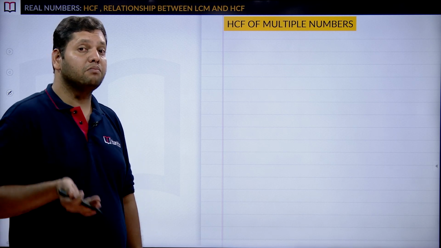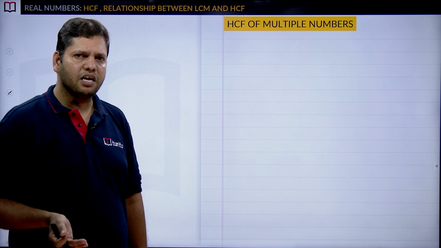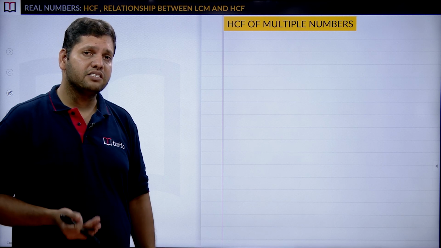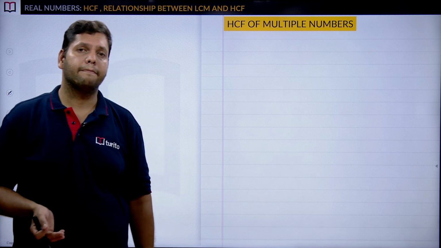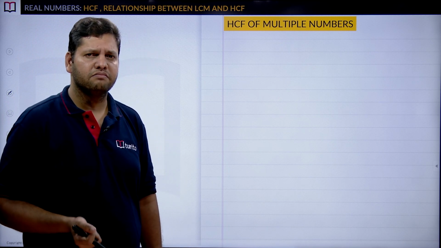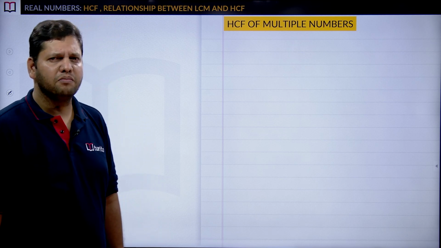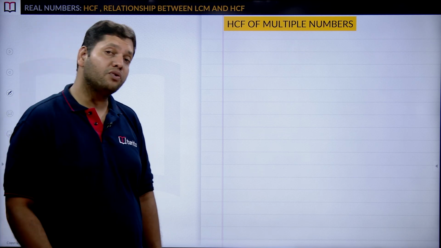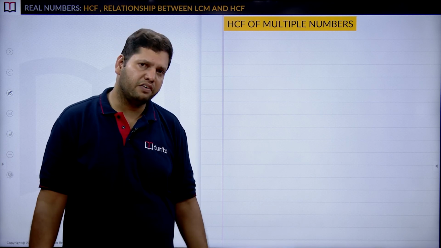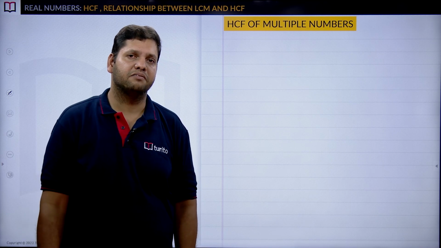Suppose we have 3 numbers. Multiple means what, children? Maybe the numbers are 3, maybe 4, isn't it? In that case, how can we find the HCF? Do we have the same method or a different method? Tell me, children. If you have 3 numbers, will you follow the same method or a different method? If it is different, can you tell me what is the different method?